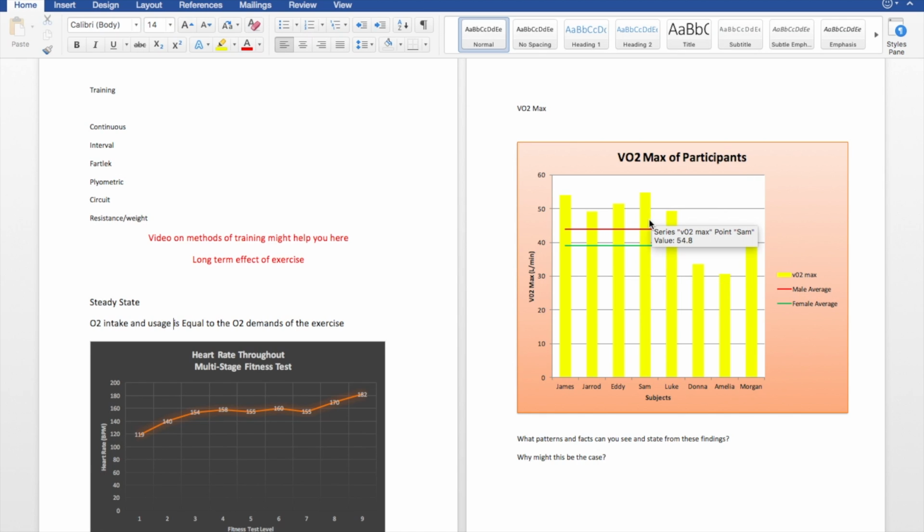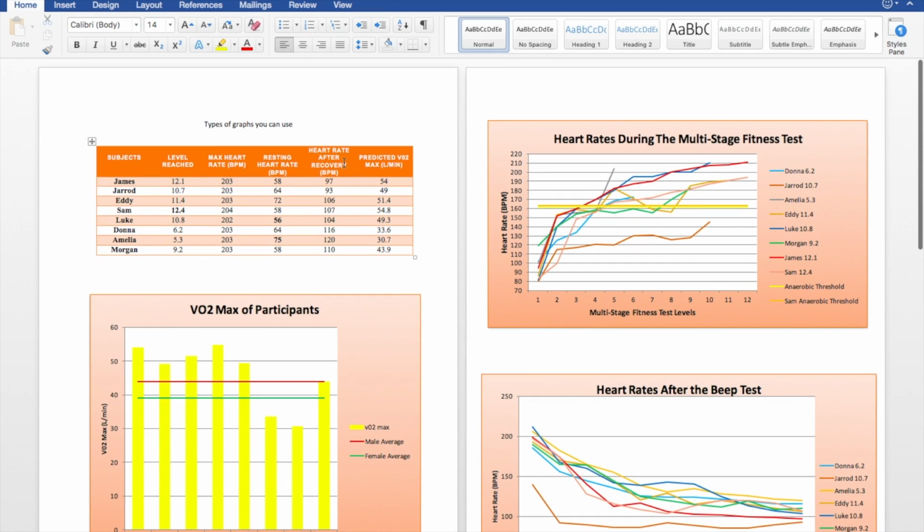So we can state that James's predicted VO2 max is about 55. If we looked at our table, James's VO2 max is 54, Jared's is 48, Eddie's is 41.4, Sam was 54.8, Luke was 49.3, Donna was 33.6, Amelia was 30.7, and Morgan, who was the best performing female athlete, was 43.9. So what can you say about these three results compared to these three results, and why might that be the case?